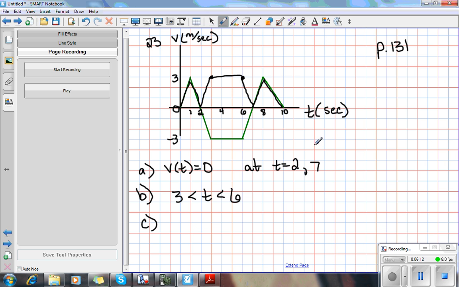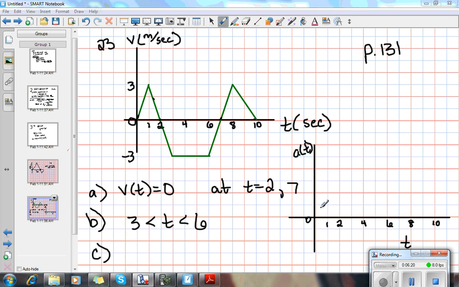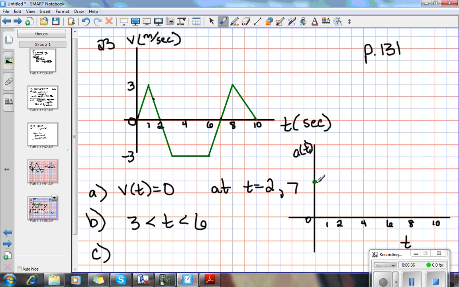And the next one says graph the acceleration where defined. So I'm going to pause this and come back to that. Okay, so I'm going to do a graph down here. I've got my acceleration set up here. Remember, the acceleration is the derivative of velocity, so I'm looking at the slope. Between 0 and 1, I have a slope of 3, so I'm going to have something that looks like this.